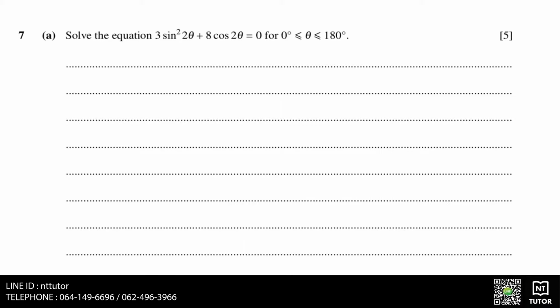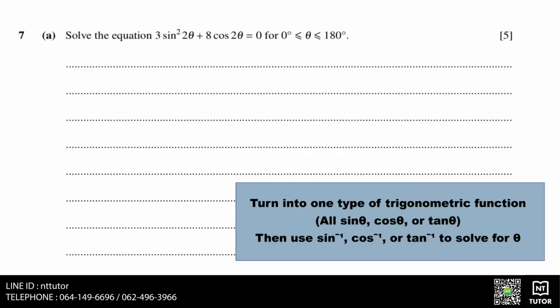Solve the equation 3 sine squared 2 theta plus 8 cos 2 theta equals 0 for theta from 0 to 180 degrees. The trick to solving these equations is to turn everything into one type of trigonometric function, either all sine, all cos, or all tan. In this case, we should be trying to turn everything into cos 2 theta.